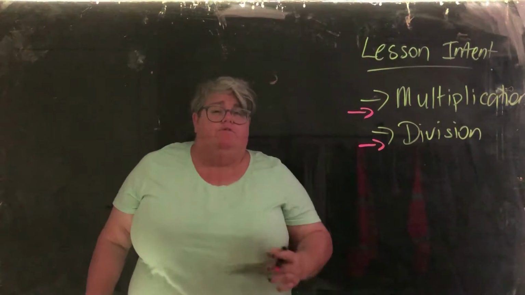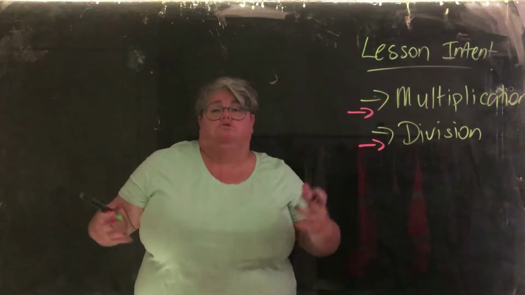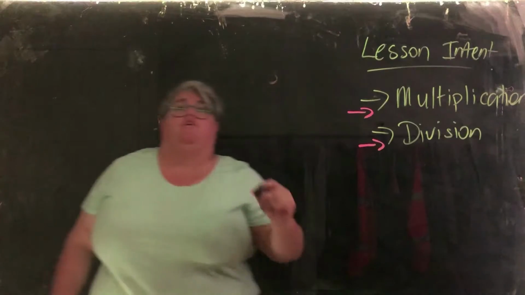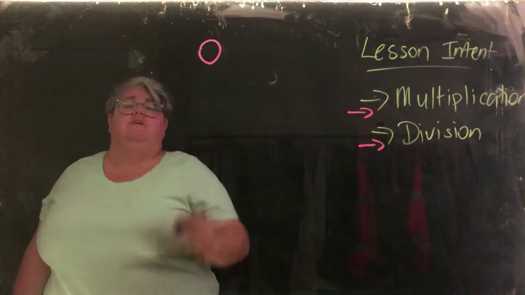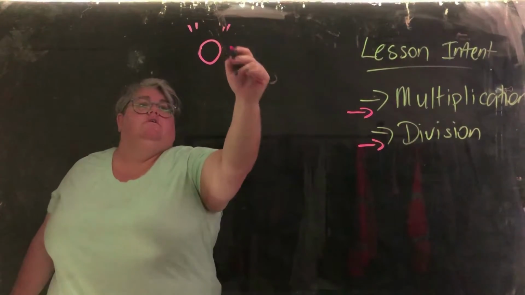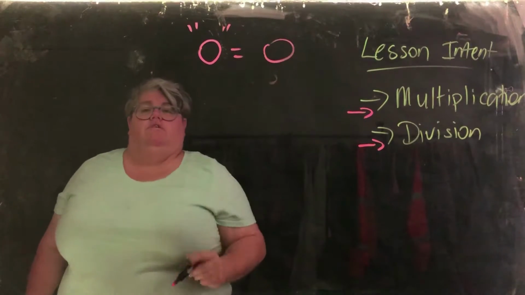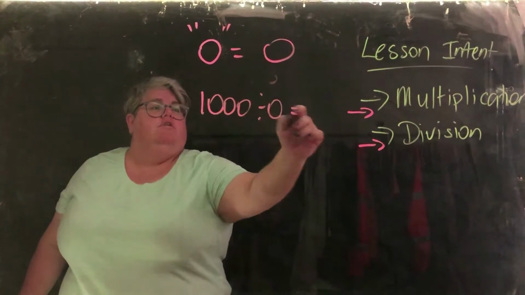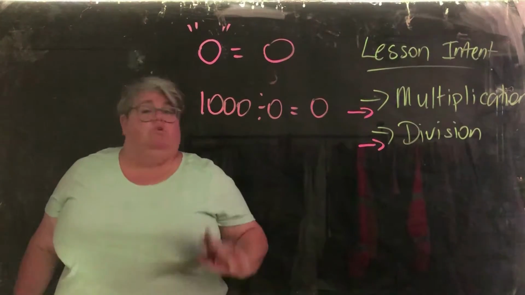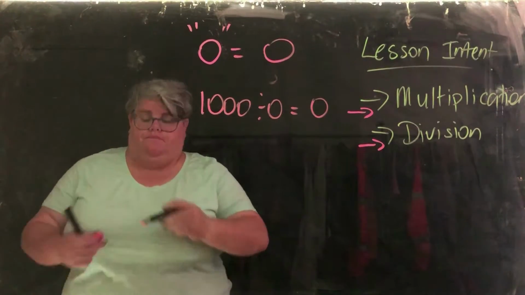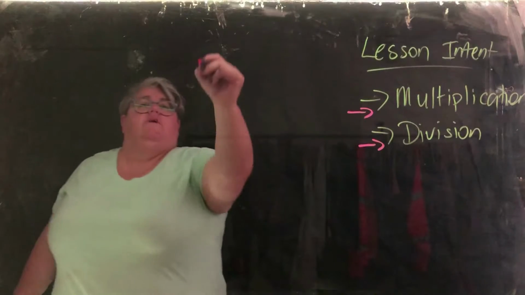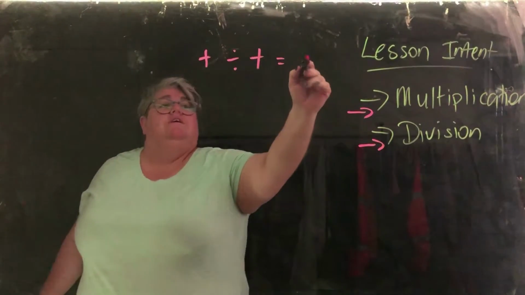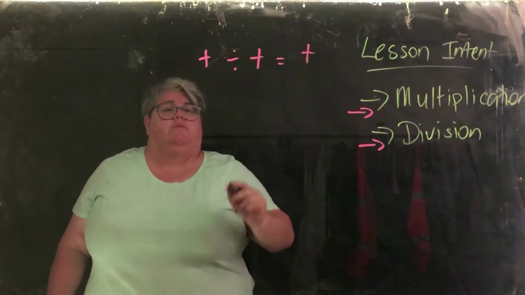Now we're going to deal with our division. Now similarly to before, there are rules or processes when we're dividing numbers. To start off with though, if you ever divide anything by 0, the answer will always be 0. So if I had 1,000 divided by 0, the answer will always be 0.